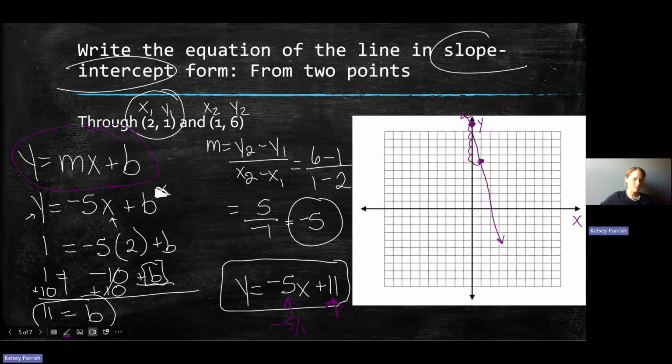And because I am not using a ruler and drawing a straight line is impossible, let's check that it actually goes through these 2 points. Does it go through (2, 1)? Yep, actually I got that dead on. Does it go through (1, 6)? Yep.